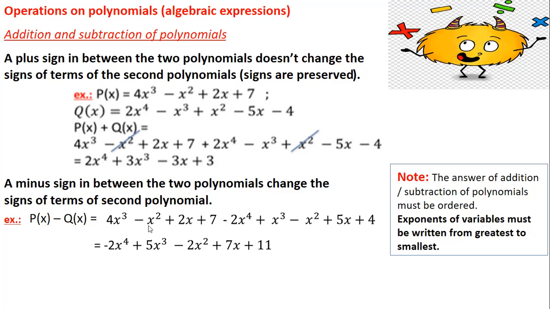Also, as a note, the answer of addition or subtraction of polynomials must be ordered. What do we mean by ordered? If you look here, I start writing the variable with the highest exponent first. So x to the fourth, x cubed, x squared, x to the first, and finally, I write the number without the variable. So our answer should be written in order.